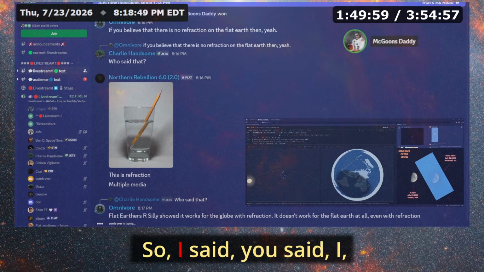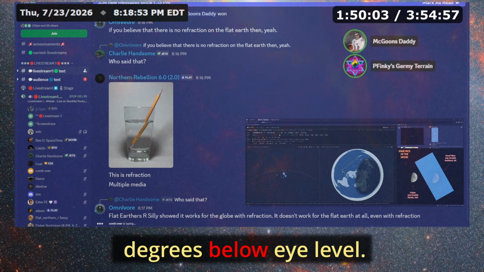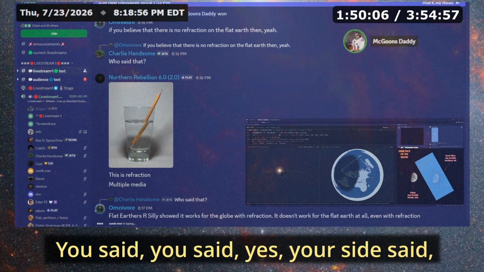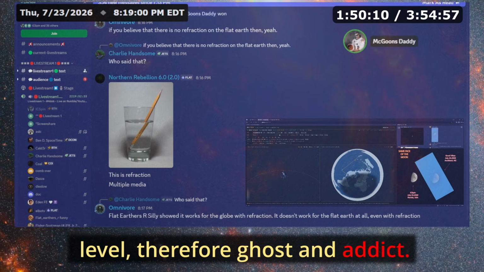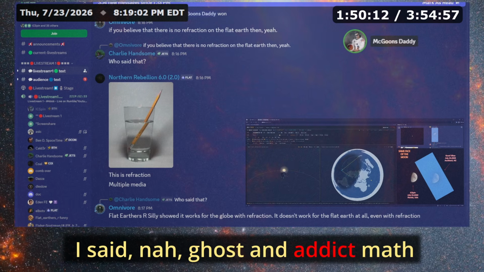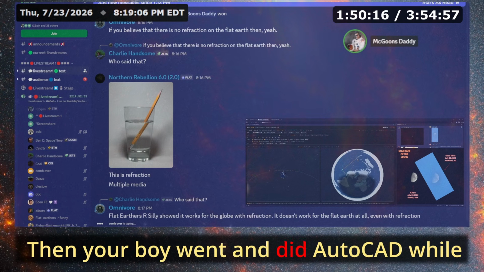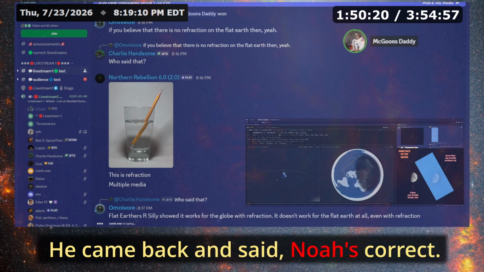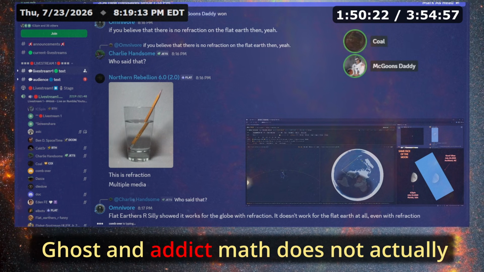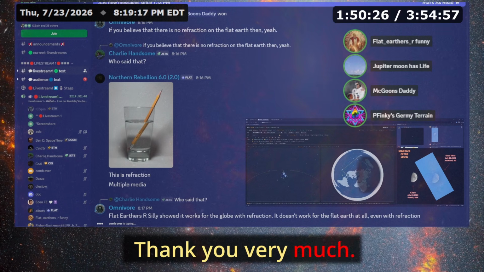Okay, so you said three degrees below eye level. Your side said 3 degrees below eye level, therefore ghost in the attic. I said, nah, ghost in the attic math doesn't match 3 degrees below eye level. Then your boy went and did AutoCAD while you guys filibustered. He came back and said, Noah's correct. All he heard was ghost in the attic math does not actually add up to the 3 degrees. Yeah, thank you very much.